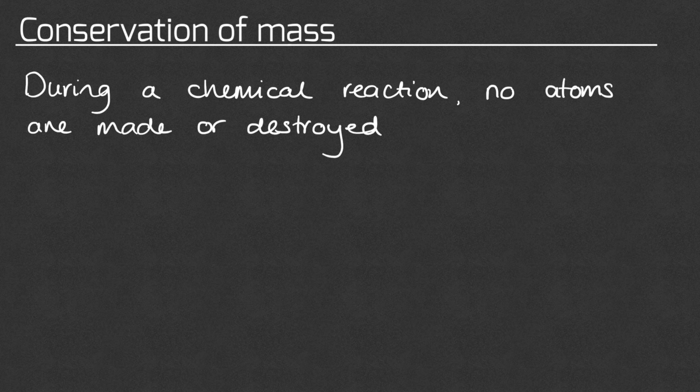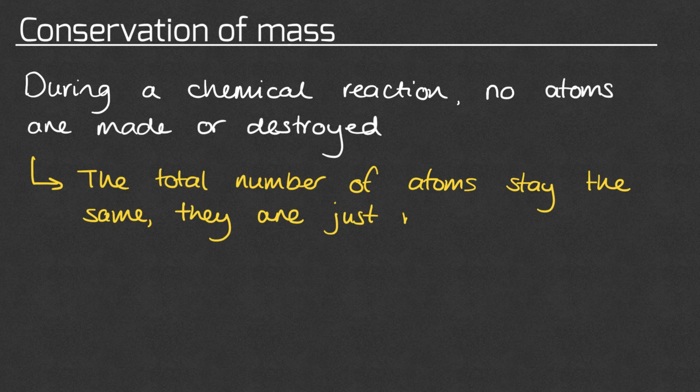The conservation of mass is a principle in chemistry which states that during a chemical reaction, no atoms are made or destroyed. This means that in a chemical reaction, the total number of atoms will stay the same. So there'll be the same number of atoms on the reactant side as the product side. We just rearrange them. We don't add any atoms and we don't destroy any atoms.